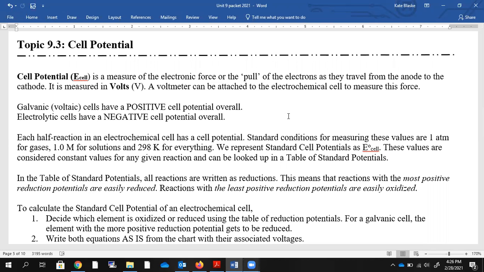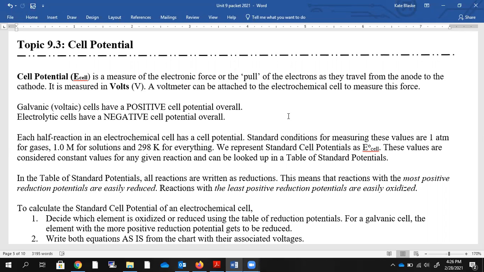Galvanic and voltaic cells will end up with an overall positive cell potential, because that is our spontaneous or thermodynamically favorable cells. Electrolytic cells are overall going to have a negative cell potential when we put all of those together.